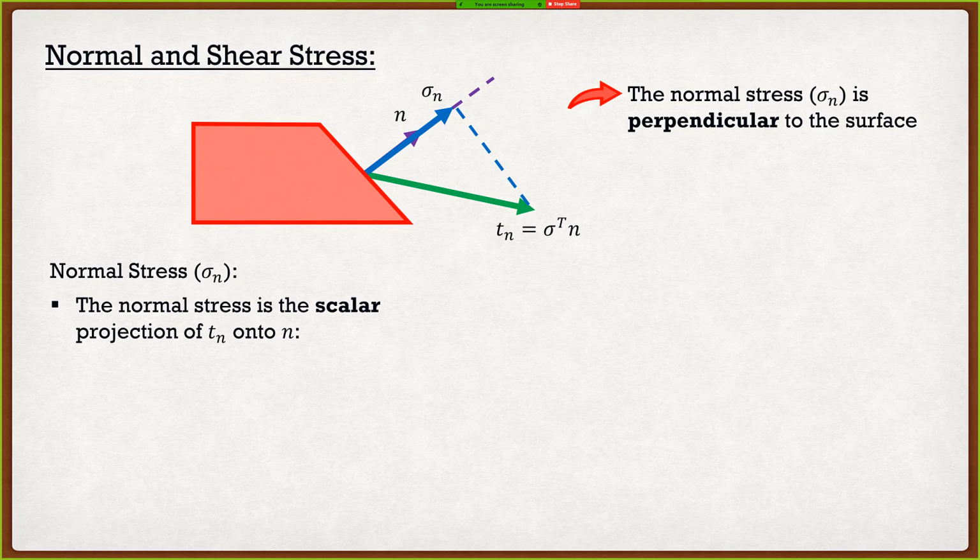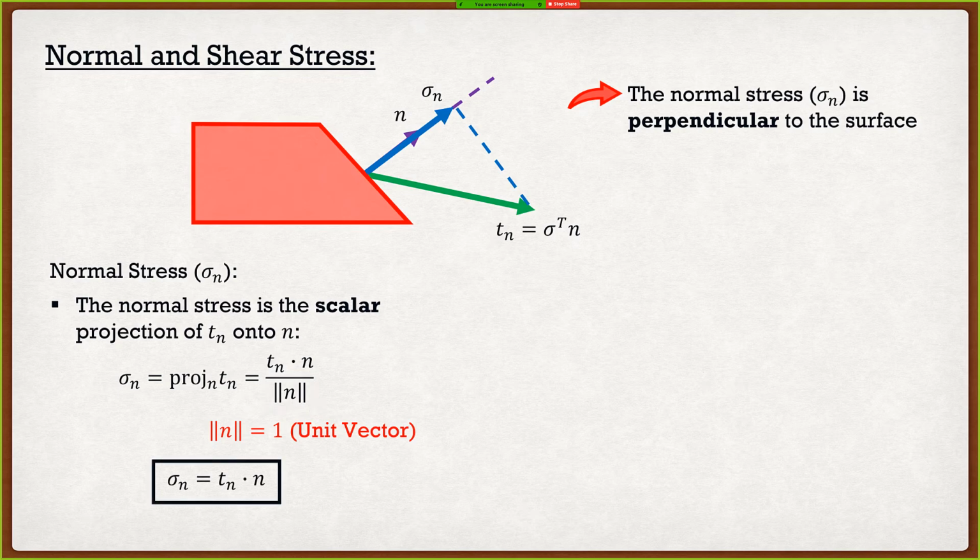Now the key here is scalar projection. When I'm looking at normal stress, I'm trying to find just a scalar value, not a vector. That's perfect because I have a nice formula for that, where sigma n, which is equal to the projection of Tn onto n, is simply Tn dotted with n divided by the norm of n. It gets even easier because the norm of n is equal to 1. It's a unit vector. It just describes the direction of the surface and doesn't represent anything else. So sigma n is just Tn dotted with n, and from there I can find the normal stress on my surface.